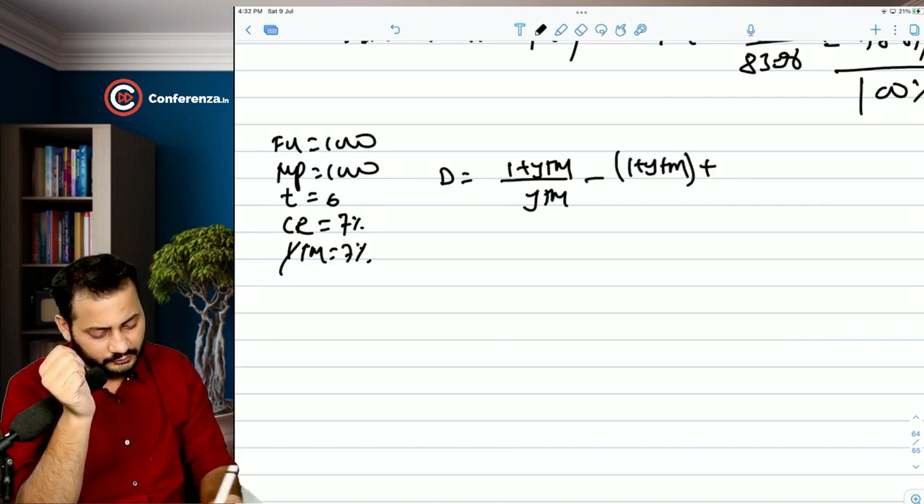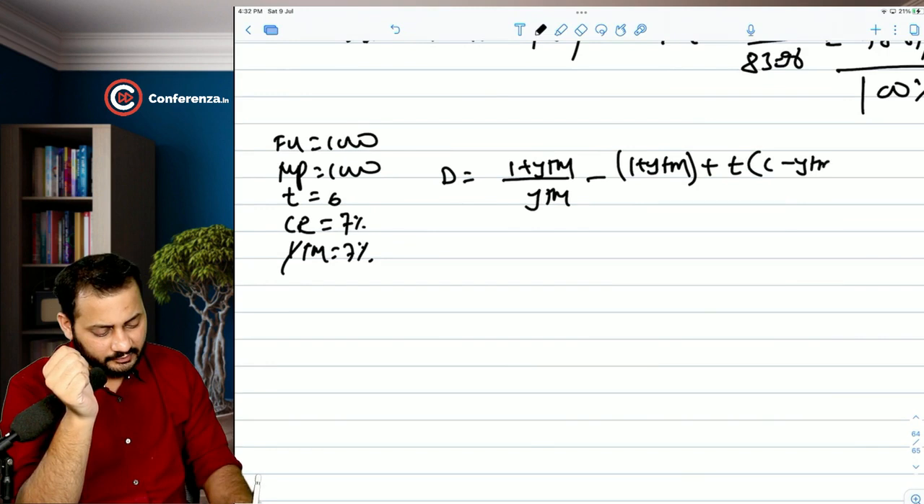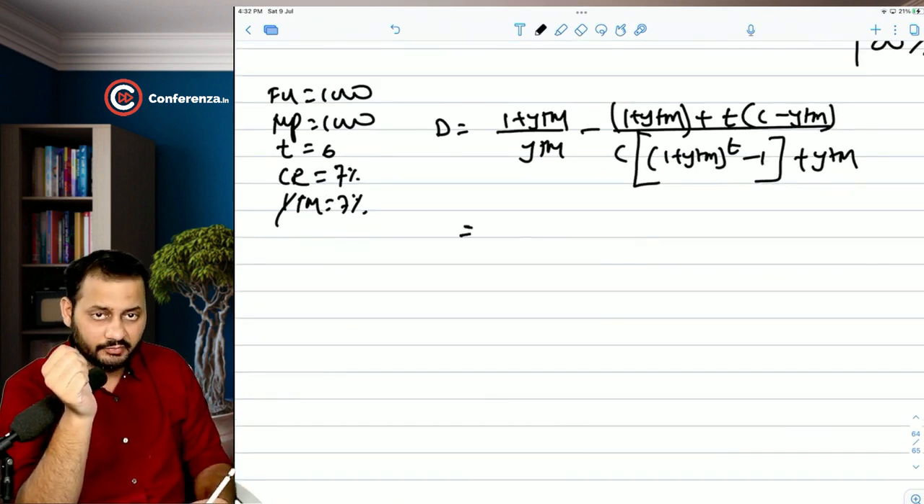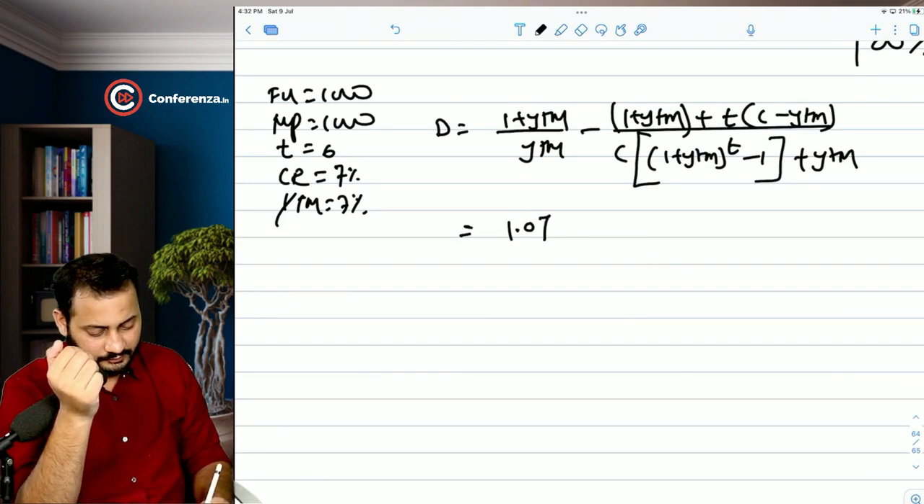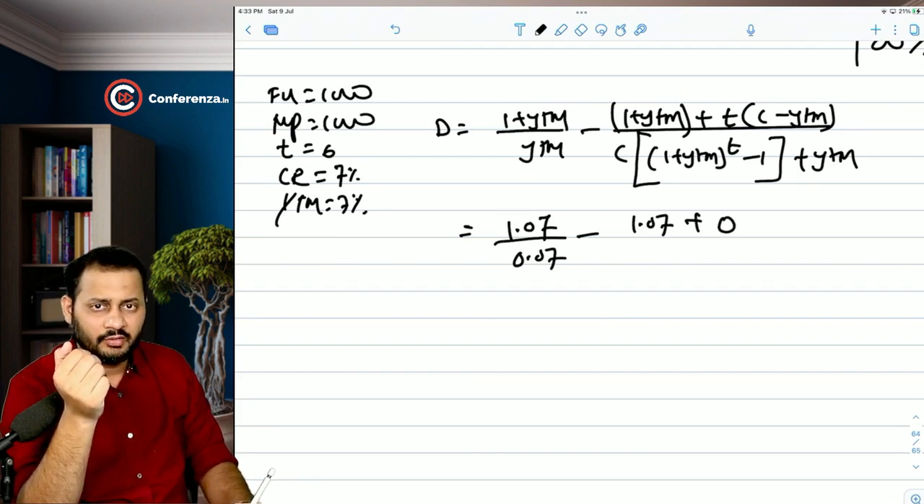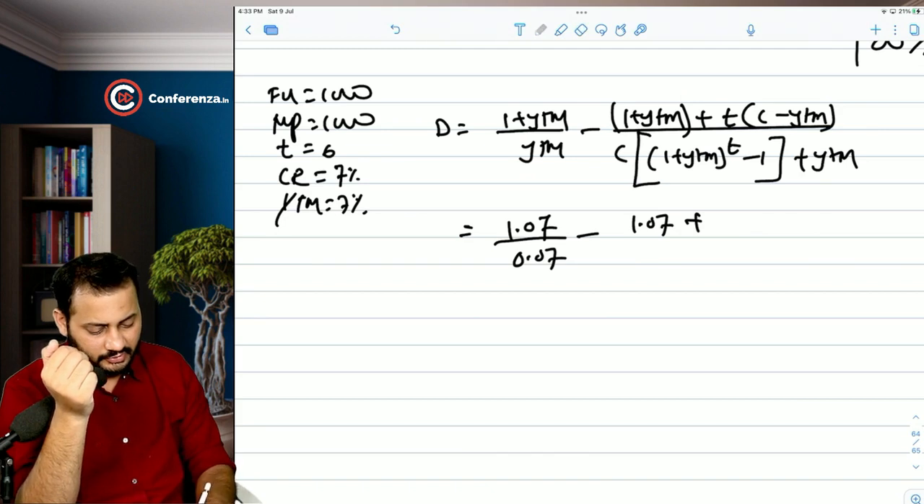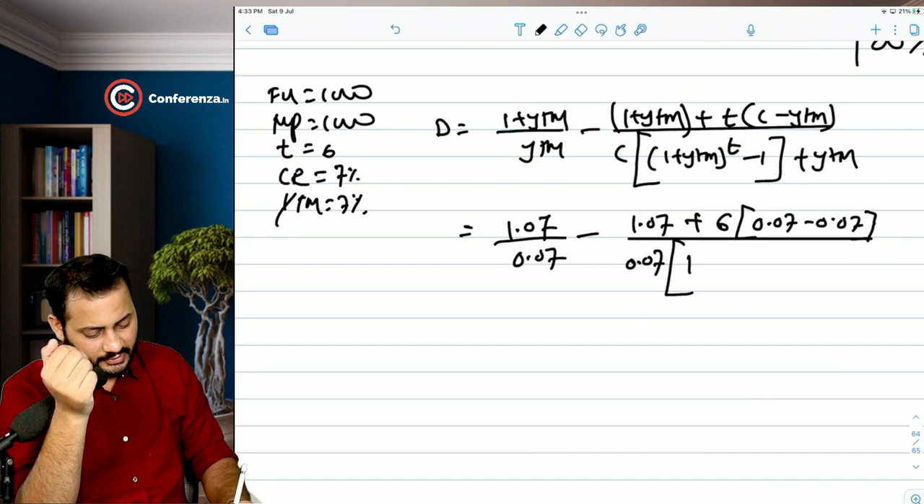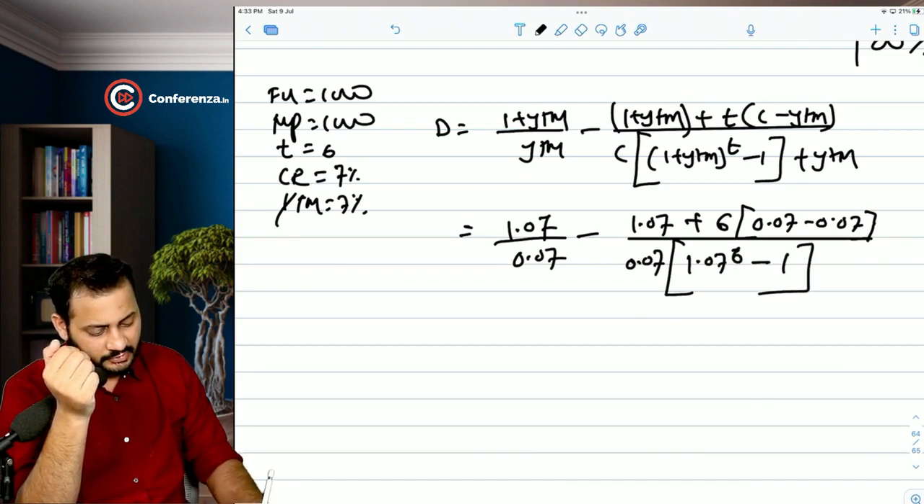plus coupon rate, time in bracket, coupon rate minus YTM, divided by coupon rate, 1 plus YTM to the power T minus 1, plus YTM. This is going to take some time to remember. 1.07 divided by 0.07 minus 1.07 plus 0. Why 0? I will tell you. Let me write it in the total format: 6 into 0.07 minus 0.07. So this will make our calculation very easy. Then 0.07 in bracket 1.07 to the power 6 minus 1 plus 0.07.